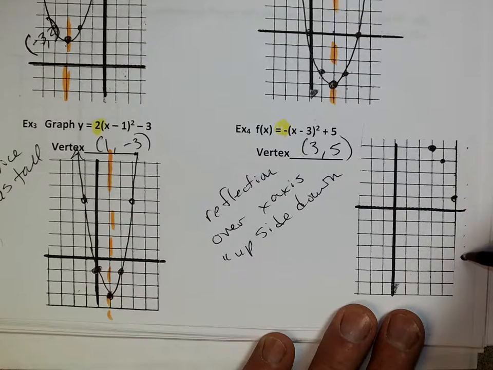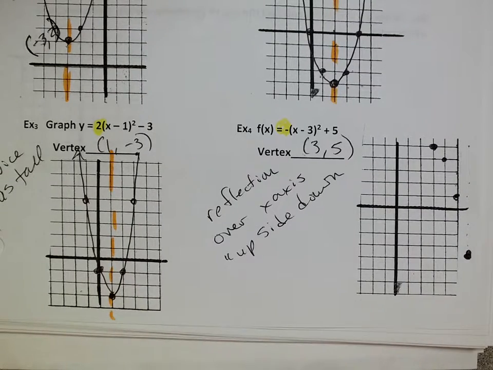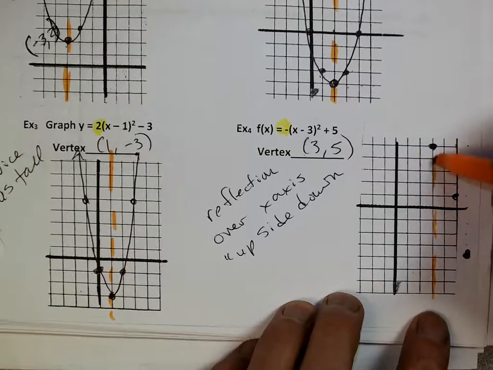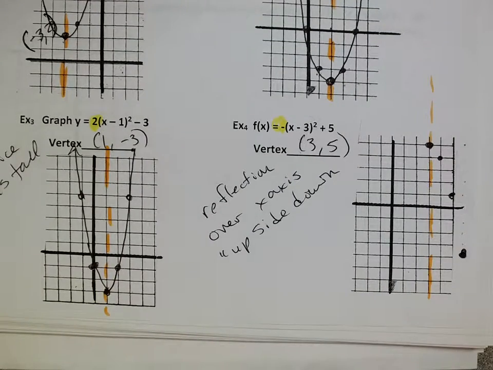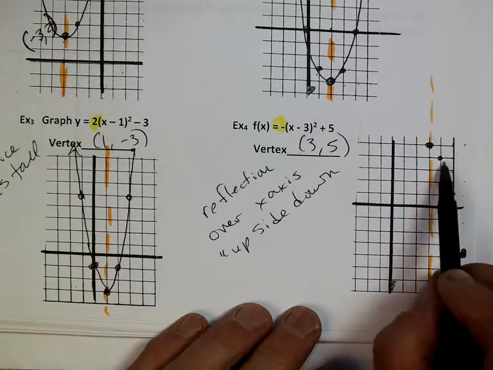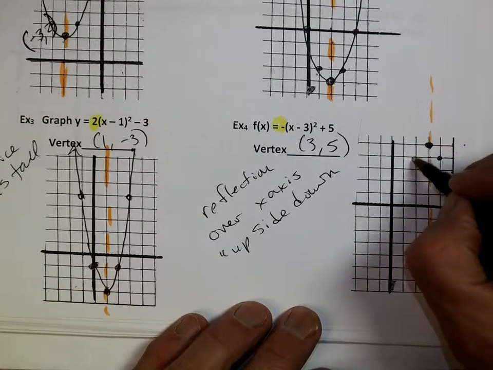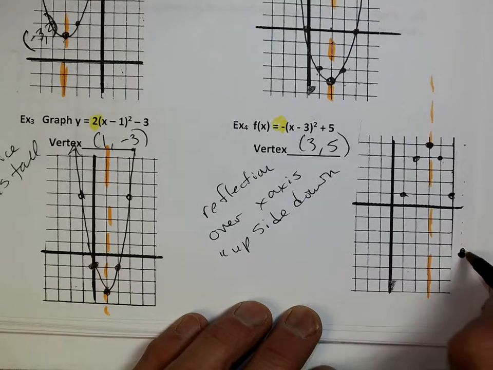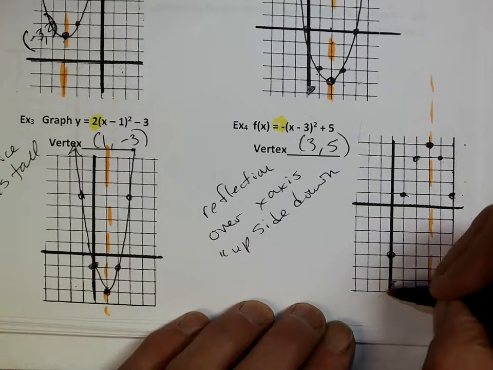So right about there. Again, I know I have a line of symmetry which goes right through the vertex, right? So I will reflect my points over the line of symmetry, and I'll plot the reflection, and there it is.